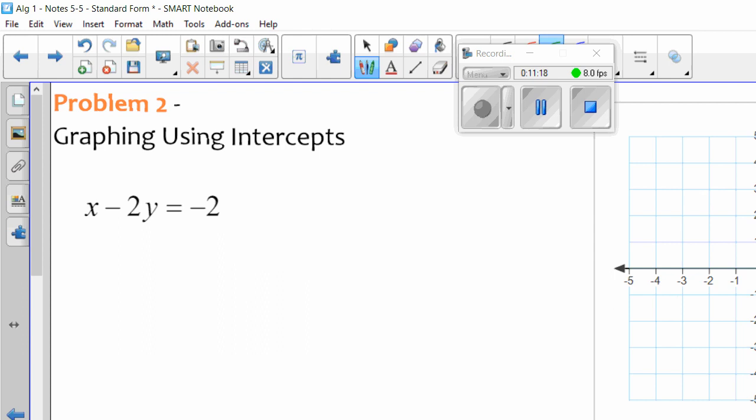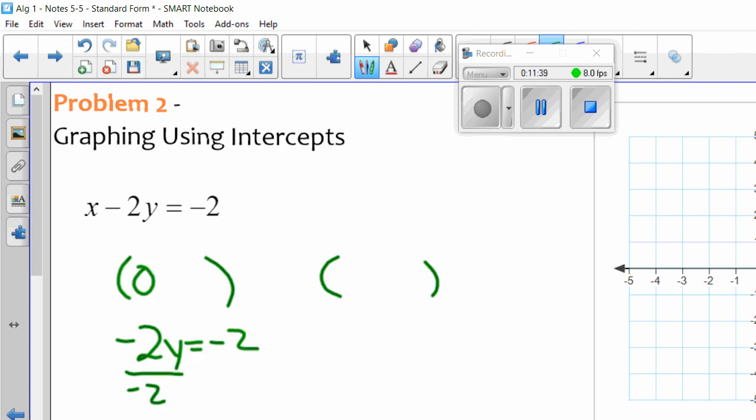All right. Here, same thing, but now I give you a real graph. We're going to use the cover-up method. So let's make 2 points again. We cover up the x. When we cover up the x, we make it 0. So that leaves me with negative 2y equals negative 2. And I'll solve this now for y. So I'm going to divide by negative 2. And I get y is 1. So there's a point, okay?